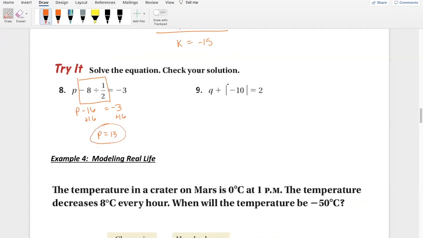All right, and again, I just want to make sure everything's simplified before you start doing your inverse operations. So this absolute value of -10 is actually 10. Remember that distance from 0. So this problem is really Q plus 10 equals 2. So I would want to do my inverse operation, subtract 10 from both sides. So Q would be equal to -8.